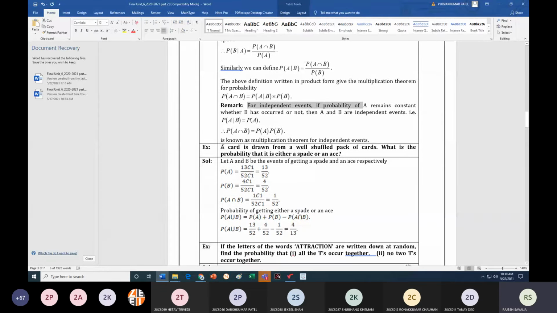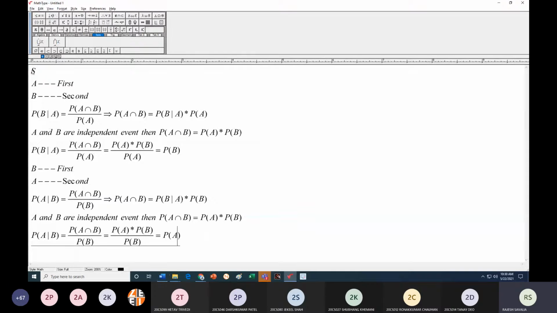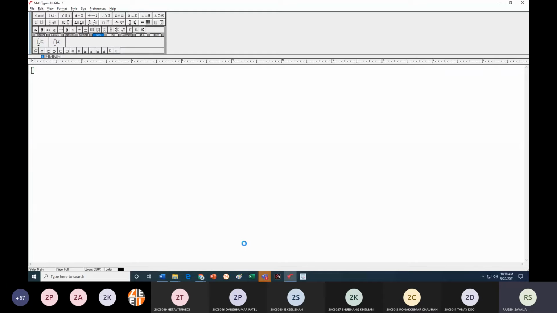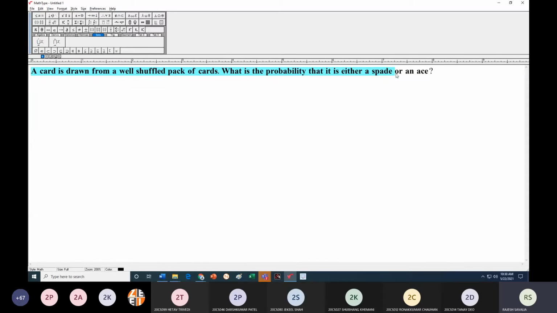Let us take the first example. A card is drawn from a well shuffled pack of cards. What is the probability that it is either a spade or an ace? That is the question. So look at this line. How many events are there here?